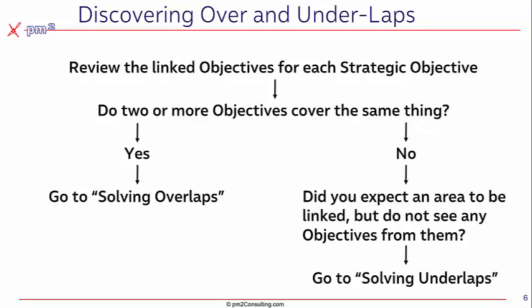So it's a fairly simple process to go through this. We should be able to use the strategic goal, the top level objective from your strategy map, and ask yourself, do we have more? And if we listed the objectives that are linked to that strategic goal, do we have two or more that cover the same concept? If yes, then we'll go to solving the overlap problem. If no, they're not covering the same thing, did we expect a particular area to have a linkage and we don't see it? In which case we go to solving underlaps. So let's take the first step and take a look at solving overlaps.